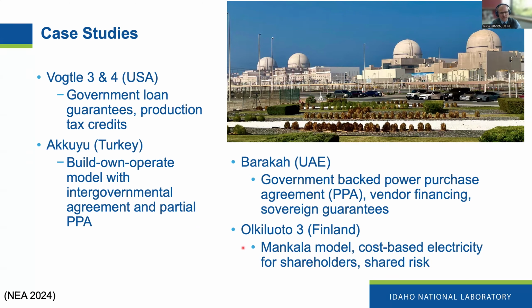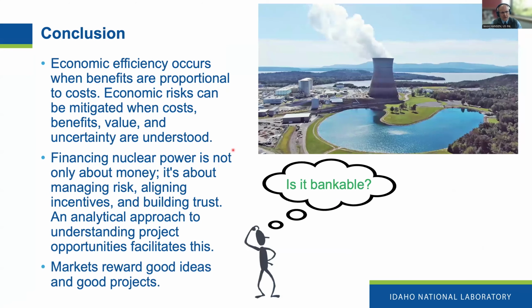So again, all different ways of trying to align the incentives of those who are investing with those who are bearing the risk and those who are benefiting from the risk. And that's a picture of the Barakah facility in UAE. Okay, finally, this is a picture of what's called Arkansas One in Arkansas. I drove by that the other day and thought that was a beautiful facility, so I wanted to show a picture of it there.